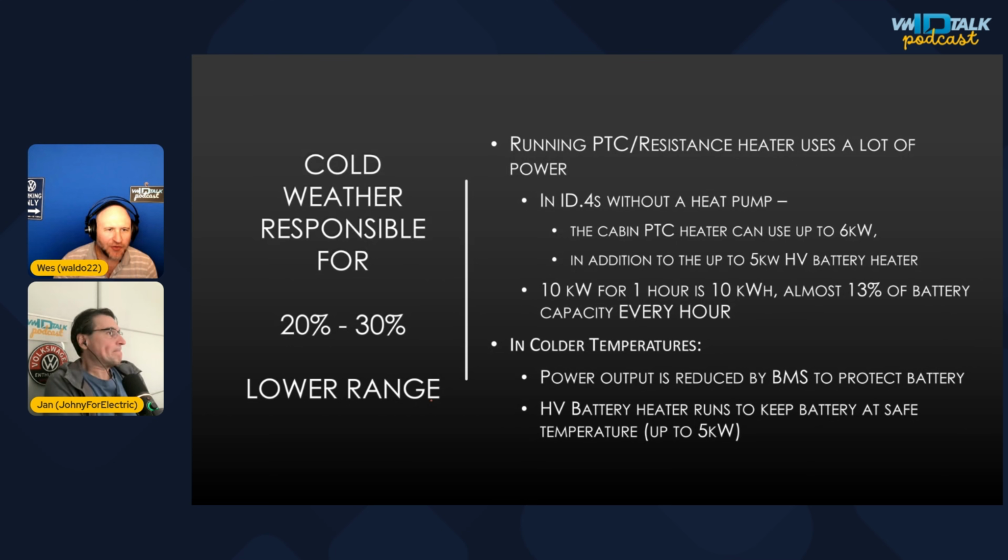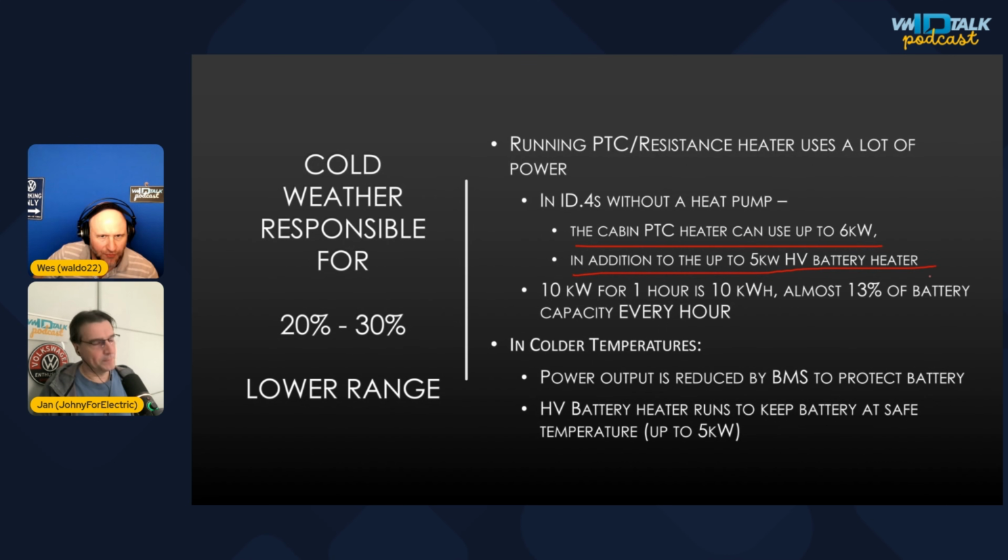Oh, this is interesting. So you just said 50% was responsible for propulsion, but in the winter when temperatures are below 40, like 4 centigrade, or 32 Fahrenheit, you're talking about a 20 to 30% range hit. And what you're saying is most of that is heating the cabin and heating the battery.